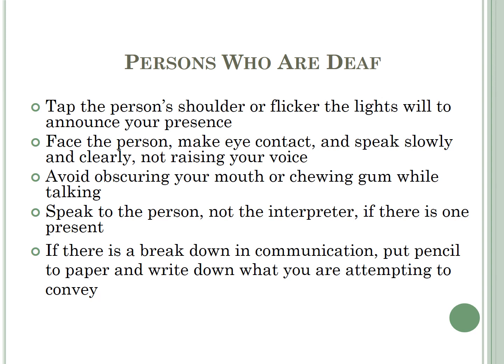If the person uses an interpreter, you always want to speak to the person and not to the interpreter. And if the person is having a hard time communicating with you, you can always put a pen and paper to use and write down what you're trying to tell the person. That is, if they are able to read.